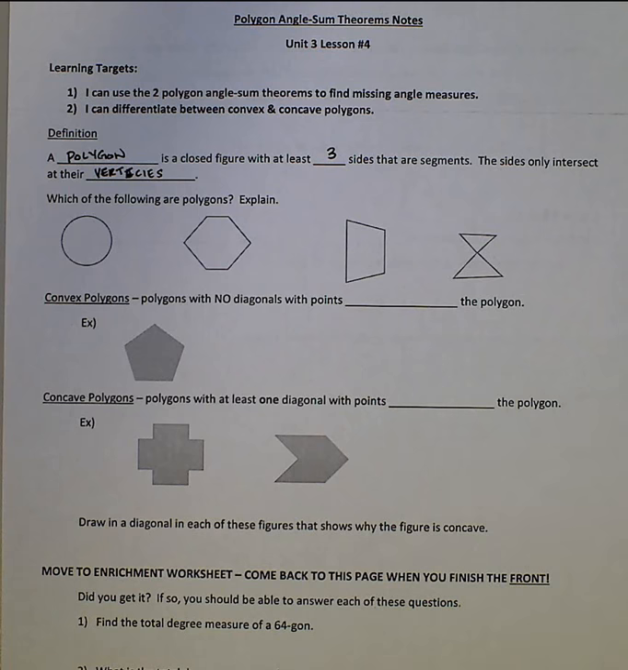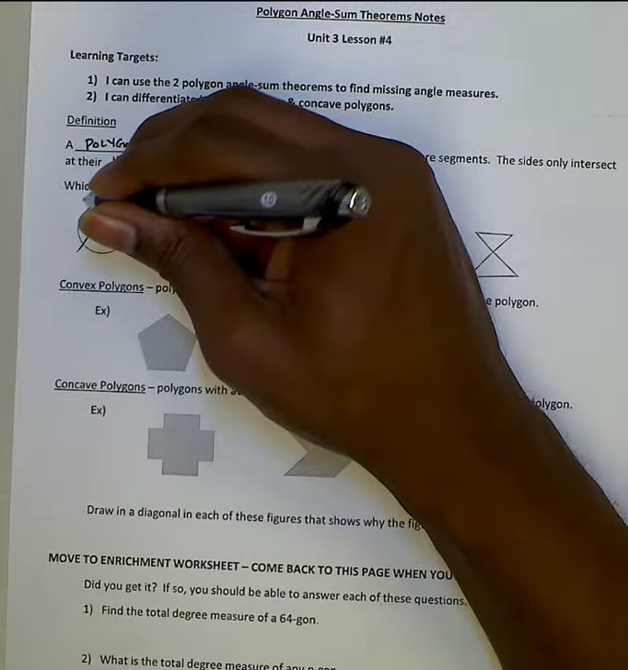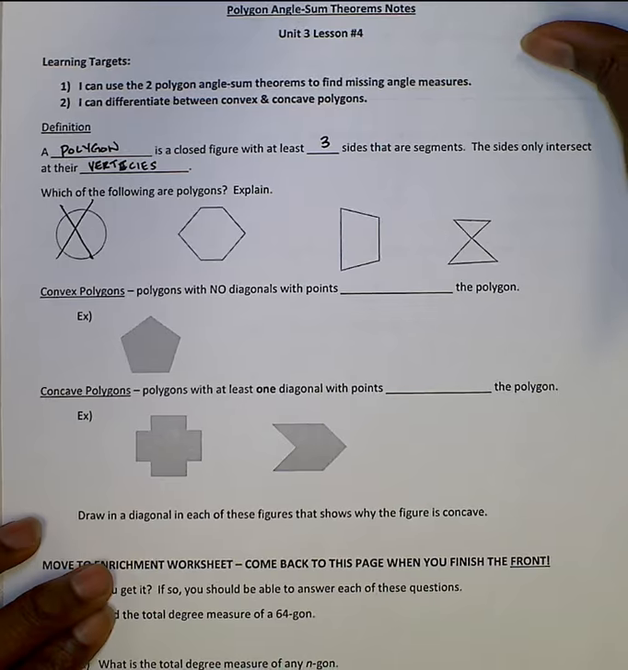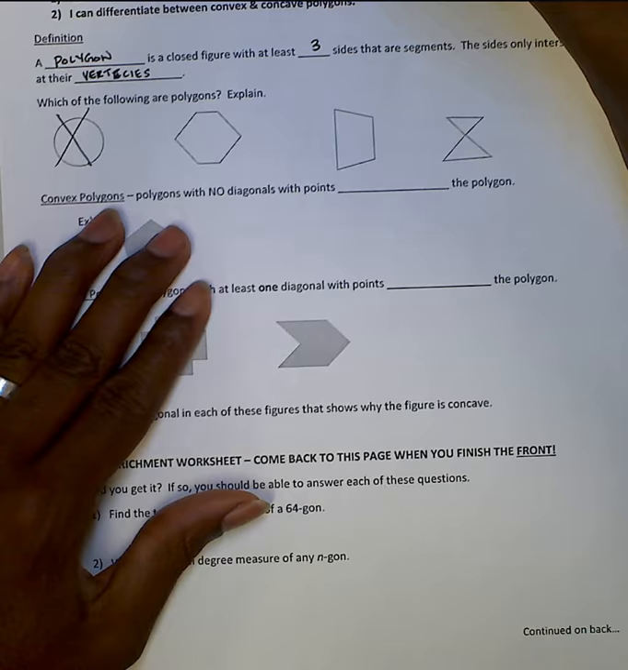We're going to stick with the definition here so that will help us out. So this first one's a circle. It doesn't have three sides. The sides definitely aren't segments. So this is not a polygon.